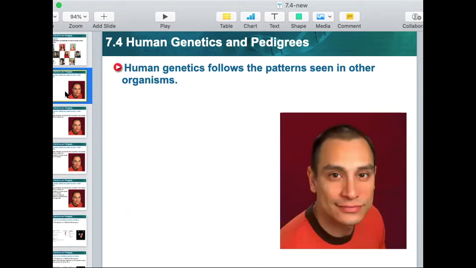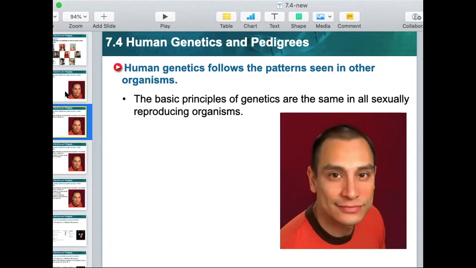But even though humans are very complex, genetics do follow a similar pattern that we see in other animals and other organisms. So we can look at plants and animals and see patterns in them. And it's similar to the patterns we see in humans and the genes that we see and how they're passed on.